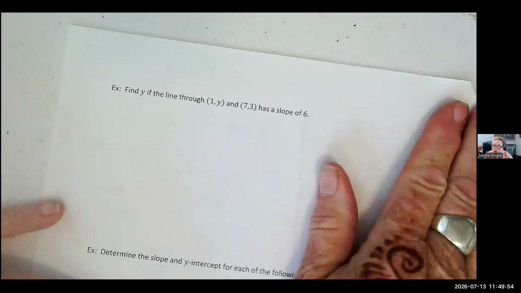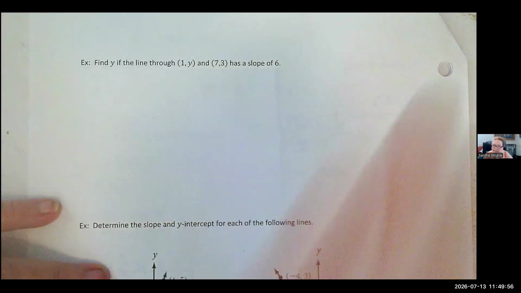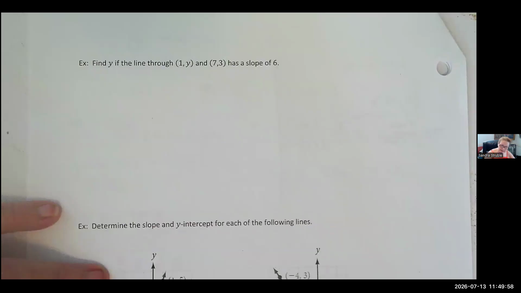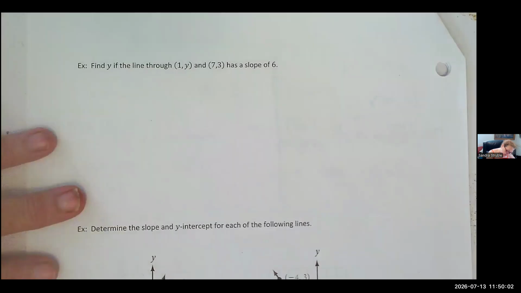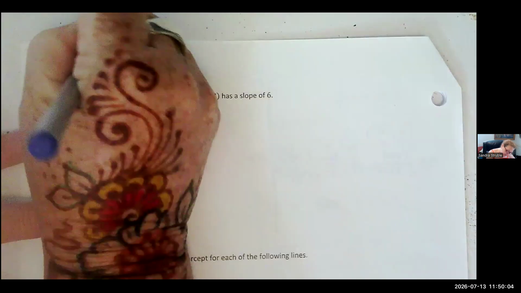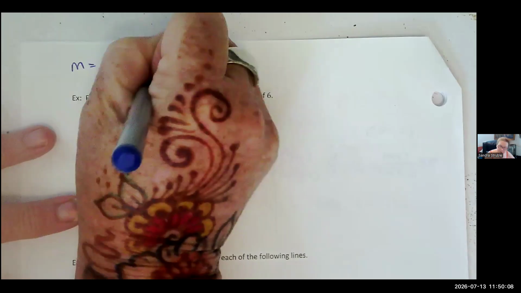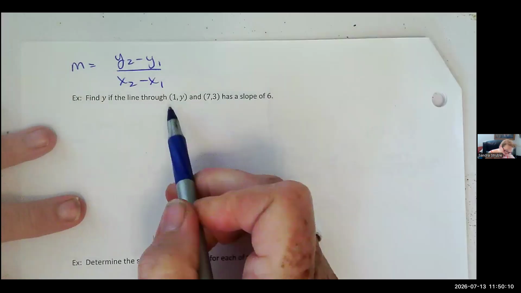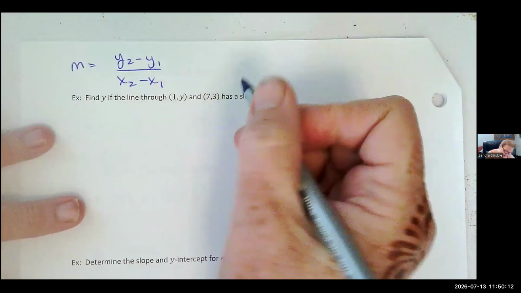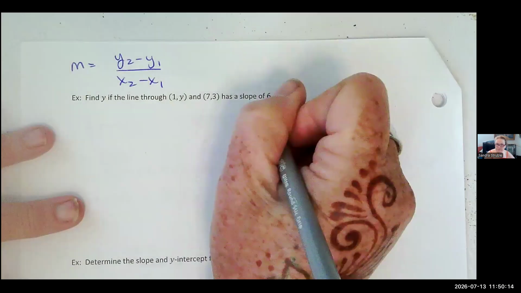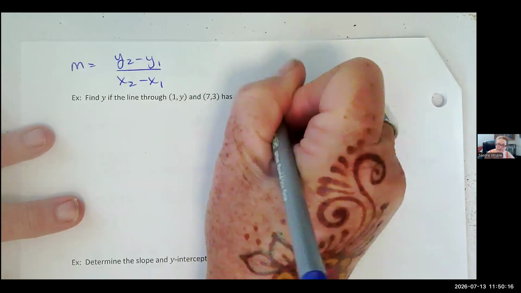The next one says find y if the line through (1, y) and (7, 3) has a slope of 6. Okay, so we need to use m equals y sub 2 minus y sub 1 over x sub 2 minus x sub 1. They're telling us that we're using these 2 points and that our slope, our m, is 6. So I'm going to substitute 6 for my m.